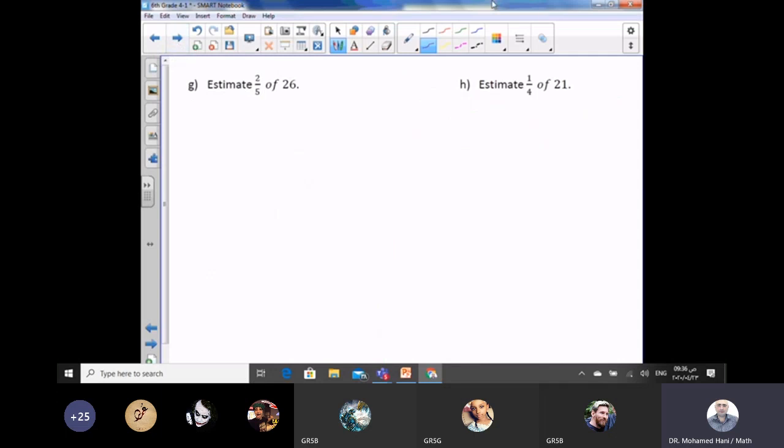Estimate 2/5 of 26. My compatible numbers would be 5 and 25. So 2/5 times 25 over 1. 2 times 25 is 50 for your numerator. And your denominator, 5 times 1 is 5. And fractions are division, so 50 divided by 5 is 10.